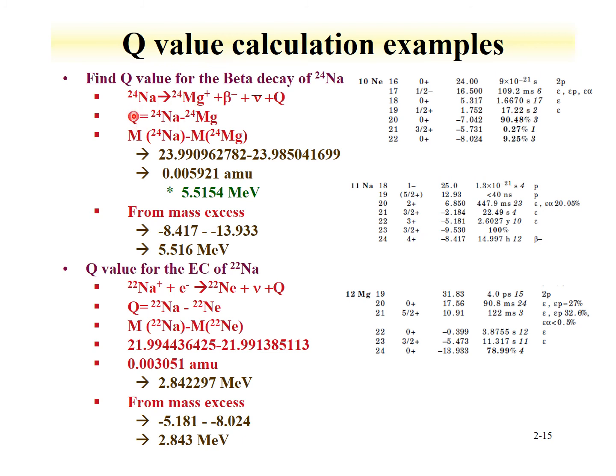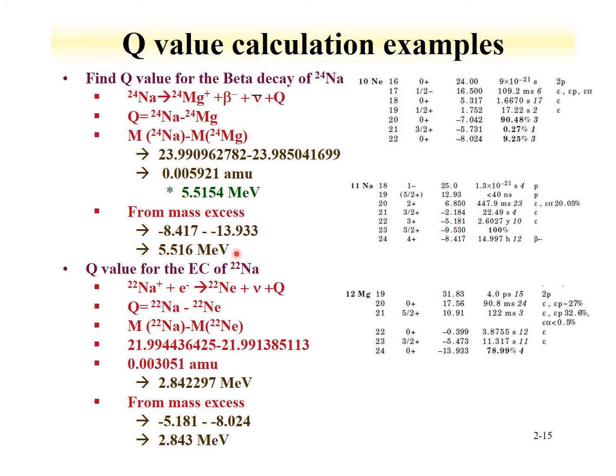So the Q value is just sodium-24 minus magnesium-24. We get this from the atomic mass units, 931.5 MeV per atomic mass unit. Excuse me, this is our Q value. If we go from the mass excess values, we can pull up the information from here. We can calculate the mass excess. We get pretty good agreement.